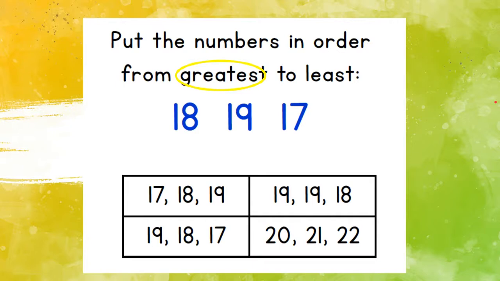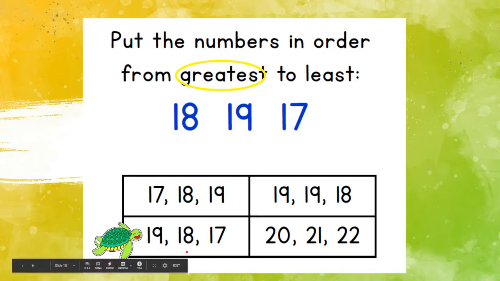Now, this is a little tricky. Put the numbers in order from greatest to least. Do you remember what greatest means? It means biggest. So we need to do the opposite here. Which number here is the biggest? 18, 19, or 17? 19, right? And then what is the next biggest number, 18 or 17? 18. So the numbers in order from greatest to least are shown right here, 19, 18, 17. So it's the opposite.